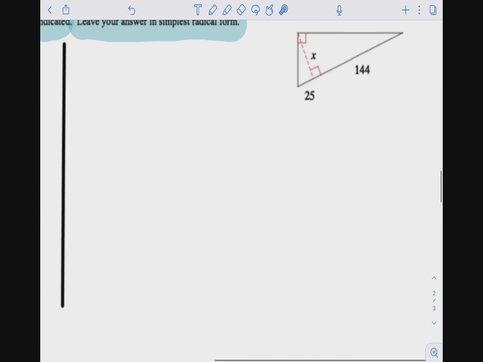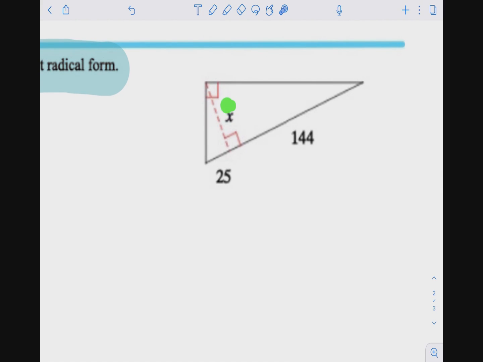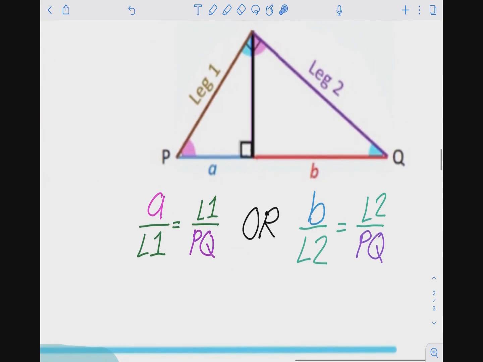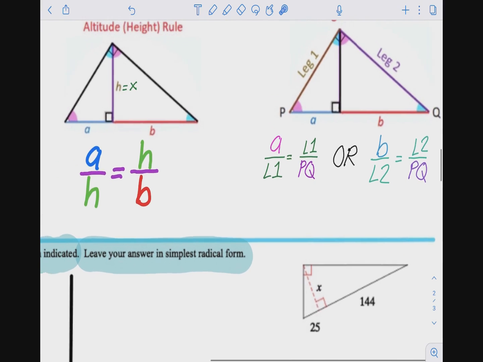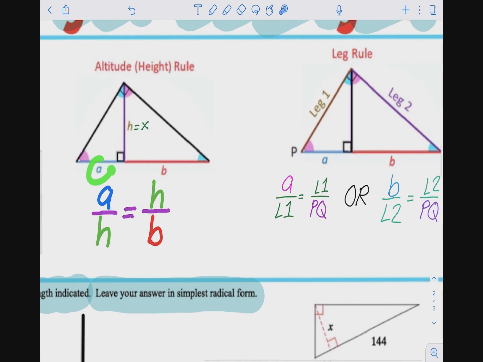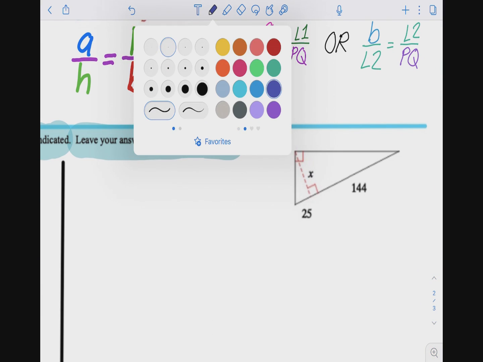Okay, let's do one more example here. So this, I noticed, look, X, the height is missing, the altitude. So I'm going to come up here. I'm not going to use the leg rule. I'm going to use the altitude rule, right? The altitude rule. Okay, so I need A, I need B, and I need H. A, B, and H. Okay, so let us find A, B, and H, right?